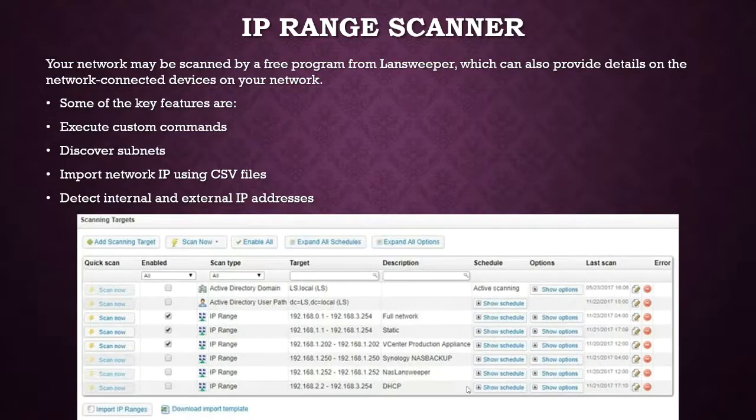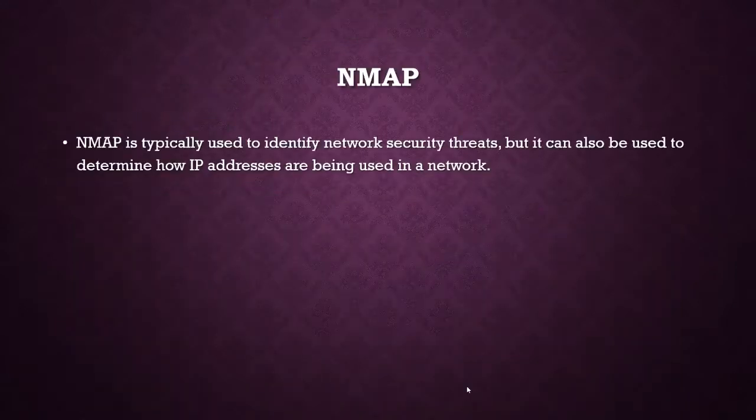IP Range Scanner. Your network may be scanned by a free program from Lansweeper, which can provide details on network-connected devices on your network. Some key features are: execute custom commands, discover subnets, import network IPs using CSV files, detect internal and external IP addresses. Nmap. Nmap is typically used to identify network security threats, but can also be used to determine how IP addresses are being used in a network.